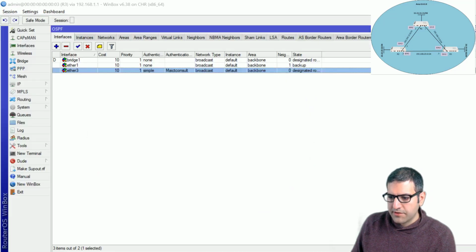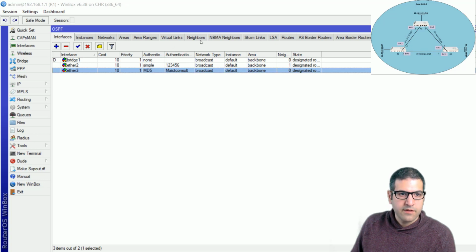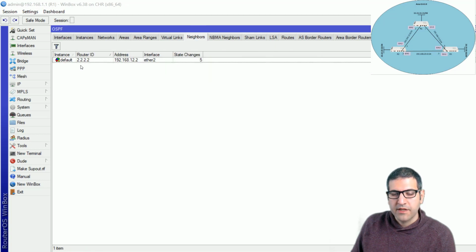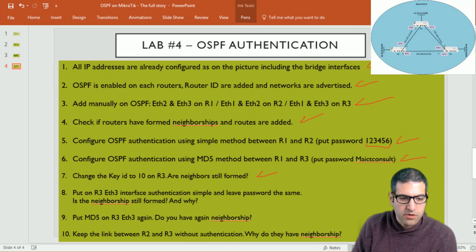I go back to router 3 and then neighbors, and you can see router 3 is not forming neighbors anymore with router 1. And if I also go to router 1 and then neighbors, router 1 is also not forming neighborship with router 3. The reason is that the two authentications are different. One is simple, one is MD5. Even though the password is the same, if you put two different authentications on each of the interfaces, they will not form neighborship. So is neighborship still formed? No. Why? Because we have two different authentications set on the connected interfaces.